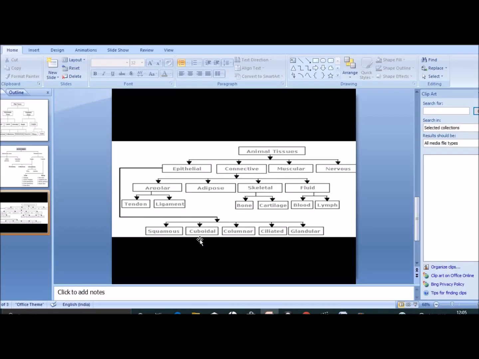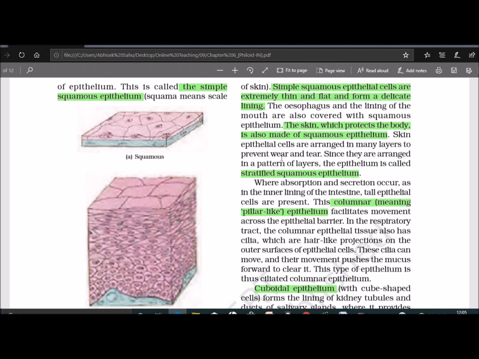The epithelial tissue is divided into different types. The first one is squamous epithelium. Squamous epithelium cells are thin, flat, and closely packed. They line cavities like the mouth, esophagus, alveoli, and blood vessels. Its function is to protect from mechanical injury and block the entry of germs.